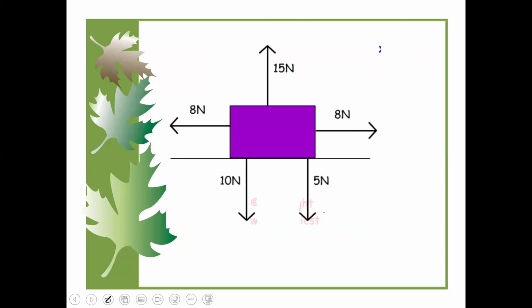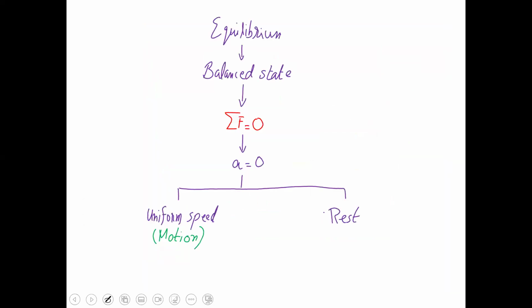Yes, sir. Look at this. Right is equal to left and up is equal to down. Now, this is a very important concept sequence. Equilibrium is a balanced state. Resultant force is zero. Acceleration is zero. Now, this is a very important conceptual sequence. So please copy this.